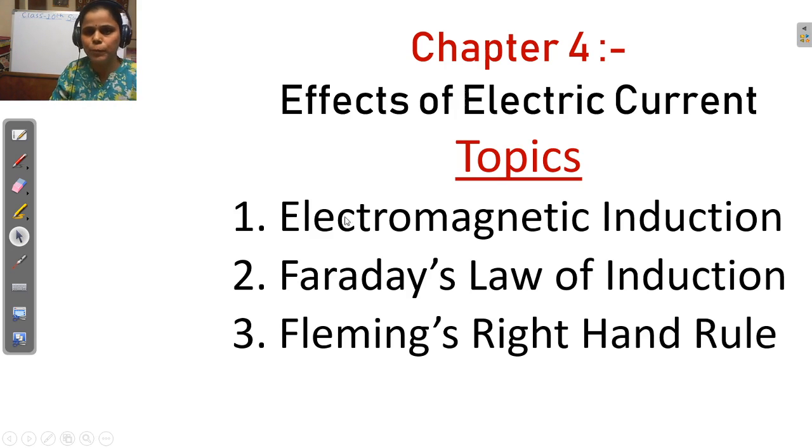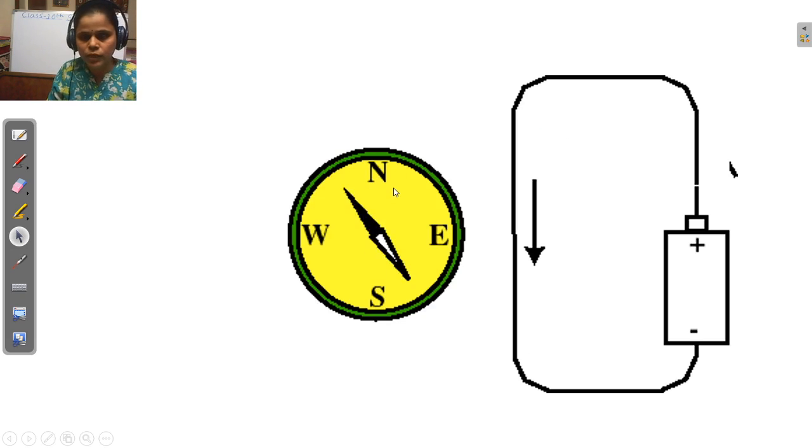And our today's topics are electromagnetic induction, Faraday's law of induction and Fleming's right hand rule from chapter number 4, effects of electric current. Let's observe this picture.